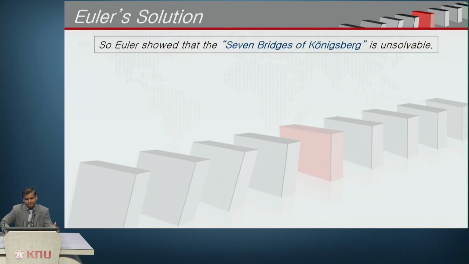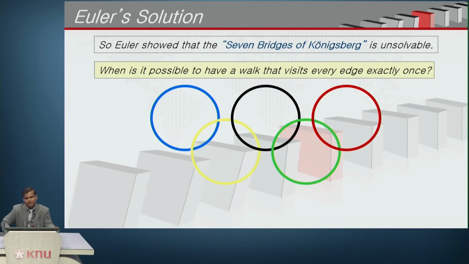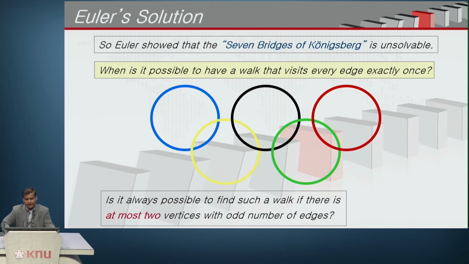Again, this is the unsolved question of the 7 bridges of Koenigsberg: when is it possible to walk and visit every edge exactly once. Let's consider this case where you have this 5 colored circle. Let's consider the edges and vertices as we have seen earlier, and let's try to find, is it always possible to find a walk if there are at most 2 vertices with an odd number of edges? Let's see.